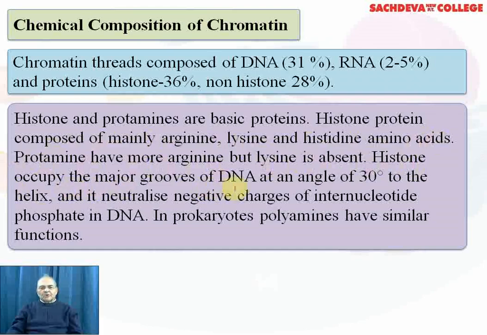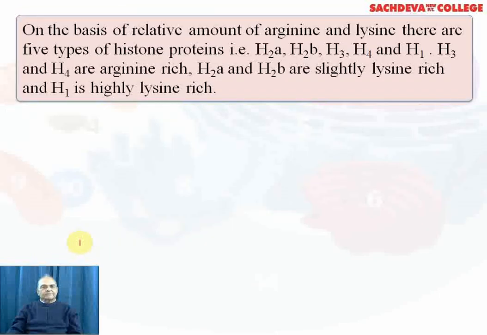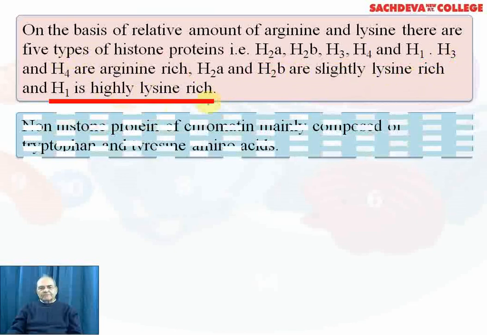Histone occupies the major groove of DNA at an angle of 30 degrees to the helix, and it neutralizes the negative charges of internucleotide phosphate in DNA. In prokaryotes, polyamines have similar functions. On the basis of the relative amount of arginine and lysine, there are 5 types of histone proteins, that is H2A, H2B, H3, H4 and H1. H3 and H4 are arginine rich, H2A and H2B are slightly lysine rich, and H1 is highly lysine rich.